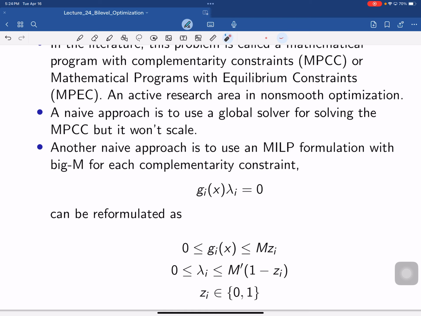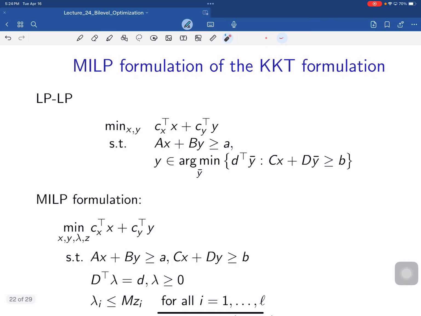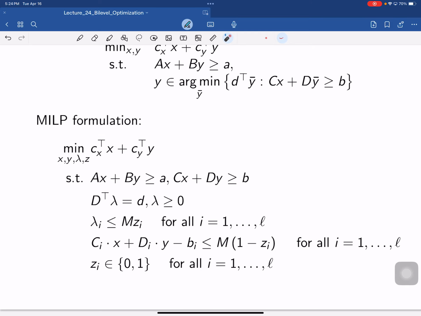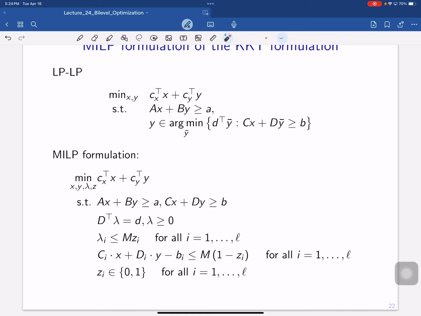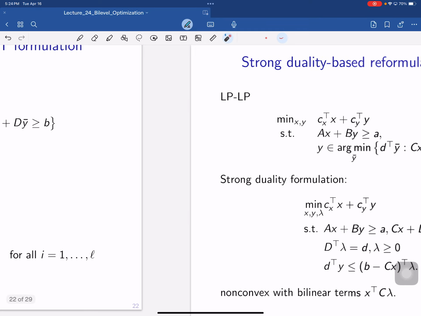Any questions here? Yeah, so now let's just write it down. You can apply your MILP formulation to an LP bilevel problem, right? This will yield some constraints with big M parameters.